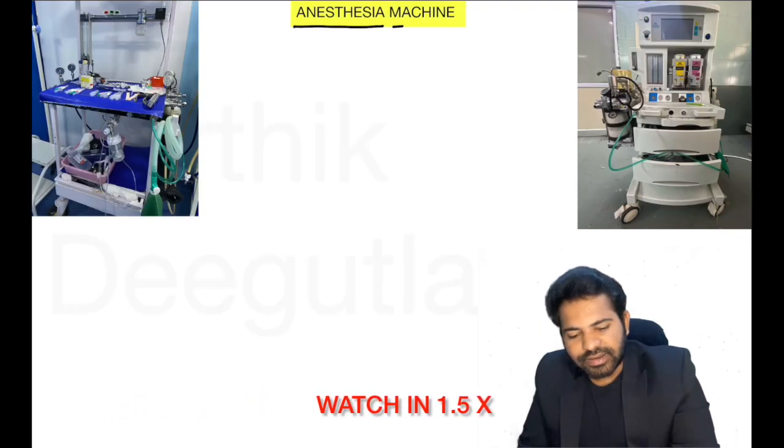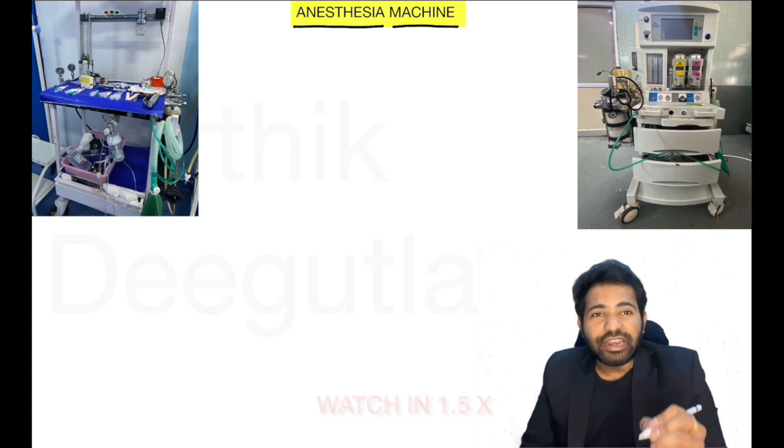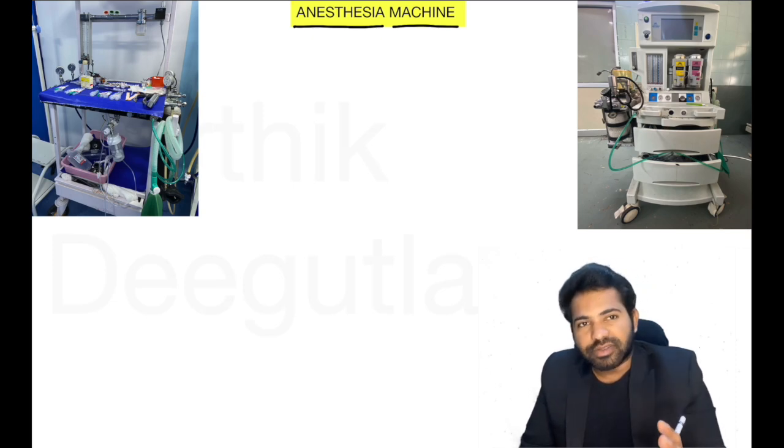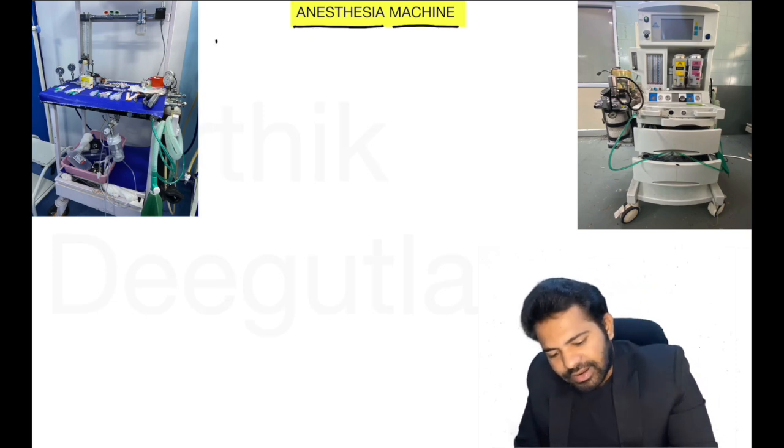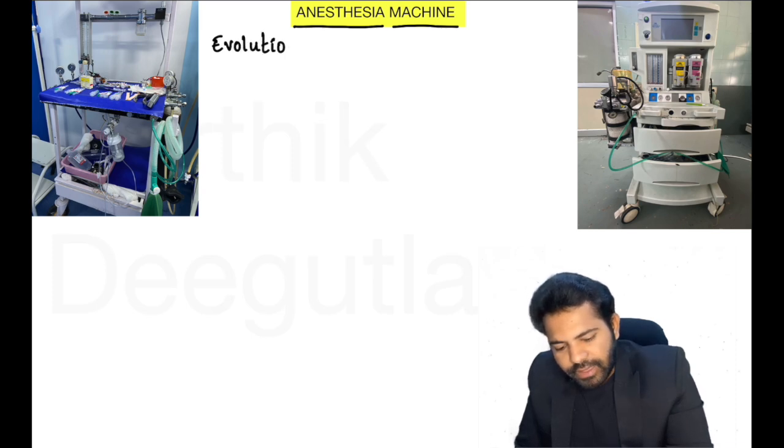Anesthesia machine. It was the year 1914 when Guatme designed a box to deliver gases, which was known as Guatme's box. So let us learn a little bit about the evolution of the anesthesia machine.